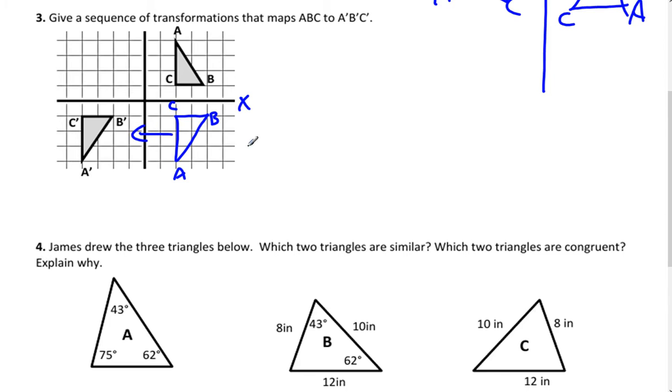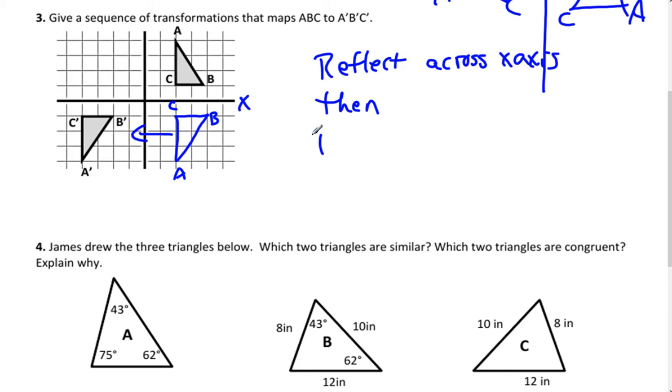So I'm going to say we're going to reflect across the x-axis, then translate. Translate is the move, by the way. So reflect flips it. Translate is to slide it over. A rotation is a turn. And a dilation makes something bigger or smaller.